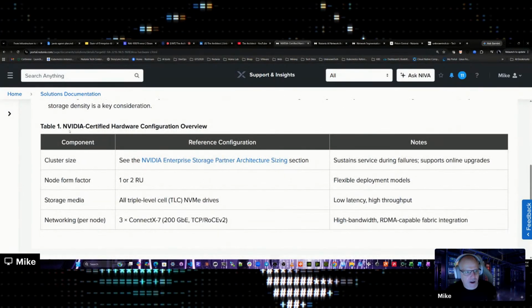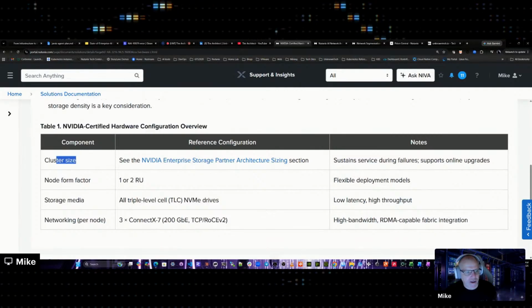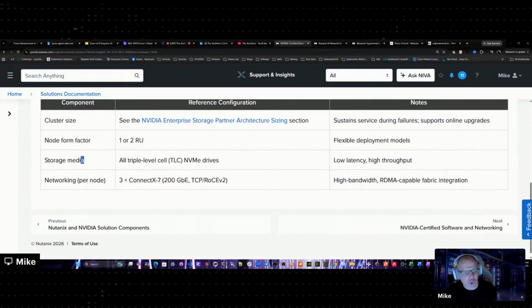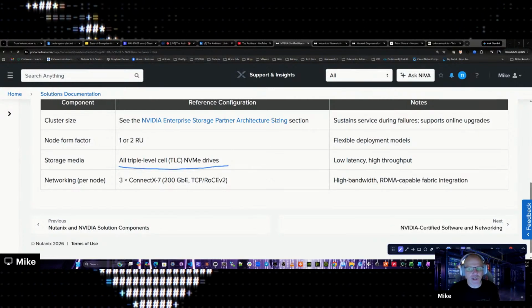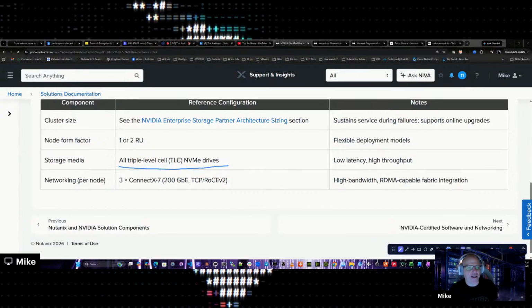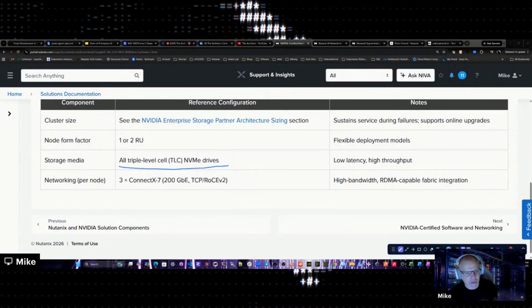So you have the NVIDIA Certified Hardware Configuration Overview. It's based on cluster sizing, which we'll talk about a little bit later. Node form factor, 1 or 2 RU. We talked about that. Storage media all has to be triple-level cell, TLC, NVMe drives. So this is low latency, high throughput, and can tolerate many terabytes of writes without failure.